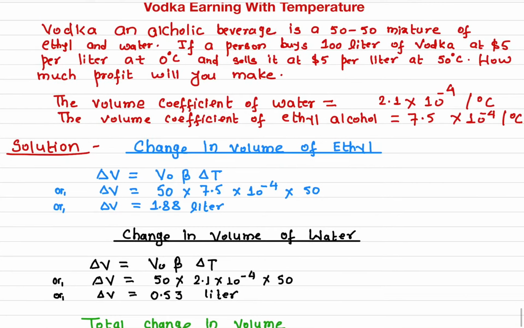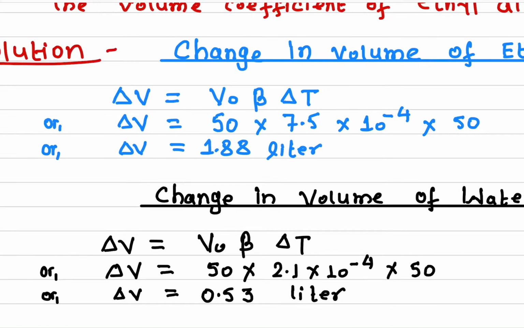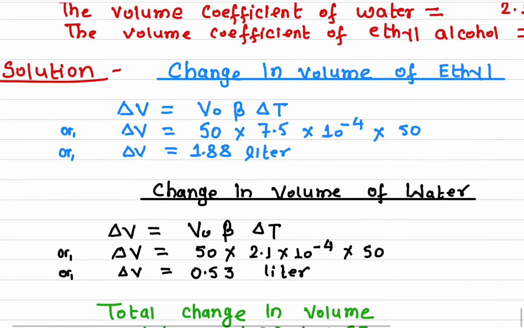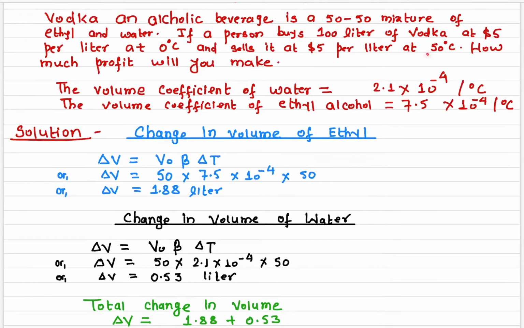And why is that? Because we have 100 liters. So why 50? Because the vodka is a combination of 50% ethyl alcohol and 50% water. So if you have 100 liter of vodka, that means you have 50 liter of ethyl alcohol and 50 liter of water. And the expansion coefficient of ethyl alcohol is 7.5 times 10 to the negative 4. It's a given value. And the change in temperature is the final temperature, you're selling at 50 degrees Celsius and you bought it at 0 degrees Celsius. So the change is exactly 50 degrees Celsius.